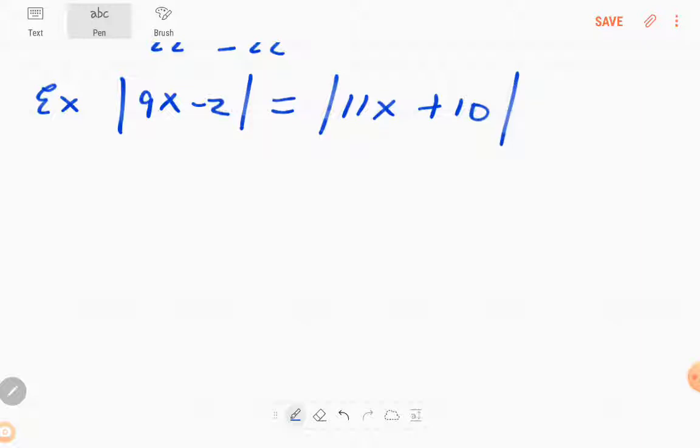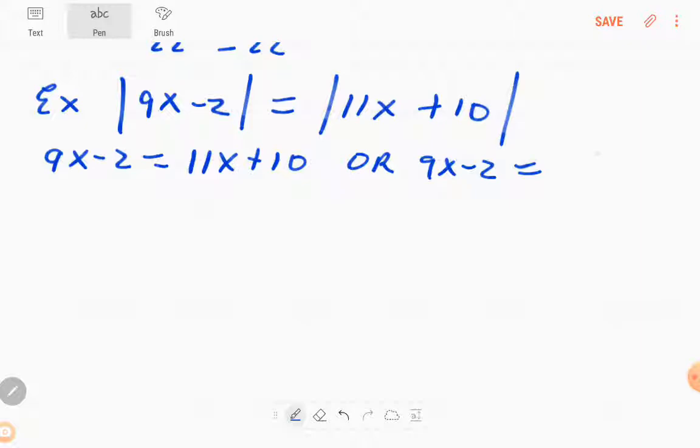And here, when we have an absolute value equal to an absolute value, then we treat it as normal in the sense that on one side, we'll keep everything positive. So we say 9x minus 2 equal to 11x plus 10, or 9x minus 2 equal to minus 11x plus 10. So we only negate one of the sides. Okay, you'll only negate one of the sides.